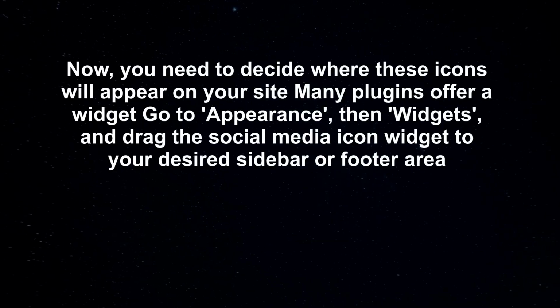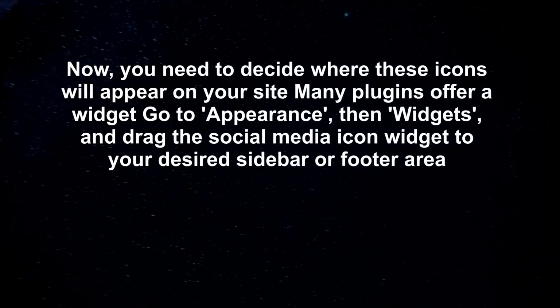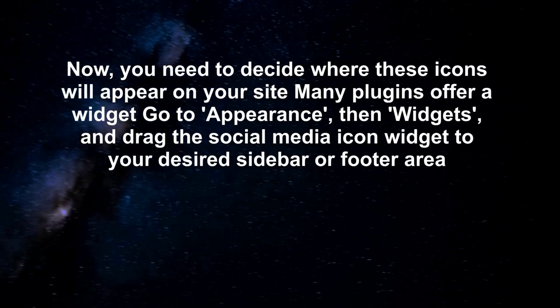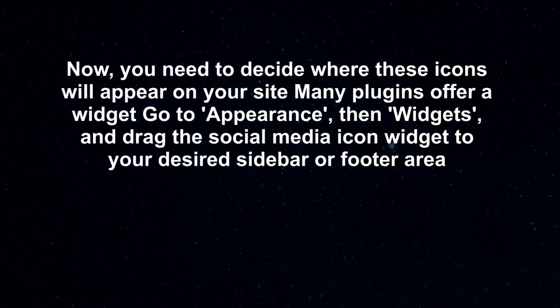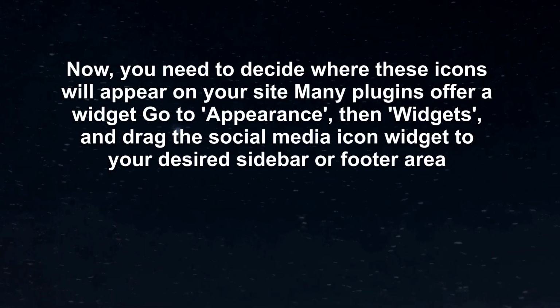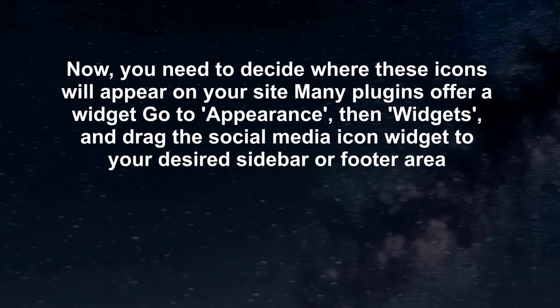Now you need to decide where these icons will appear on your site. Many plugins offer a widget. Go to Appearance, then Widgets, and drag the social media icon widget to your desired sidebar or footer area.